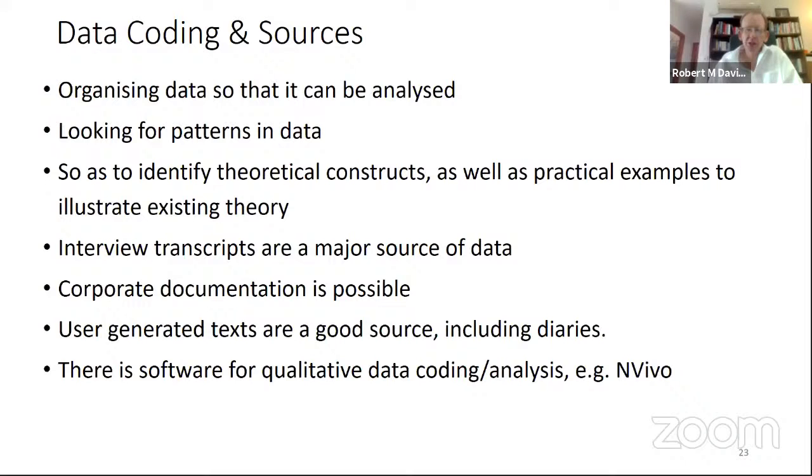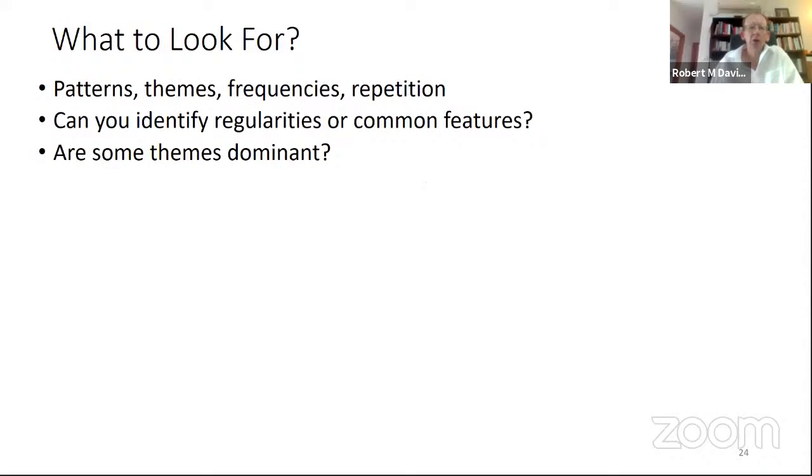But the idea is to try and create an understanding of the data. Not just the understanding of one person, but the understanding of different themes within the data. I'll show you some examples in a moment. So we look for patterns, we look for themes, we look for people saying the same things. Quite likely some themes will be dominant and others will be less obvious.